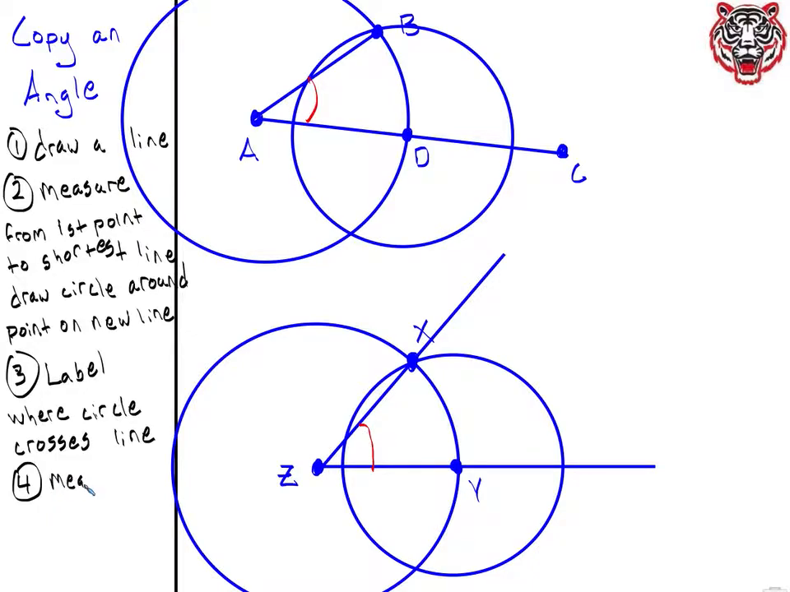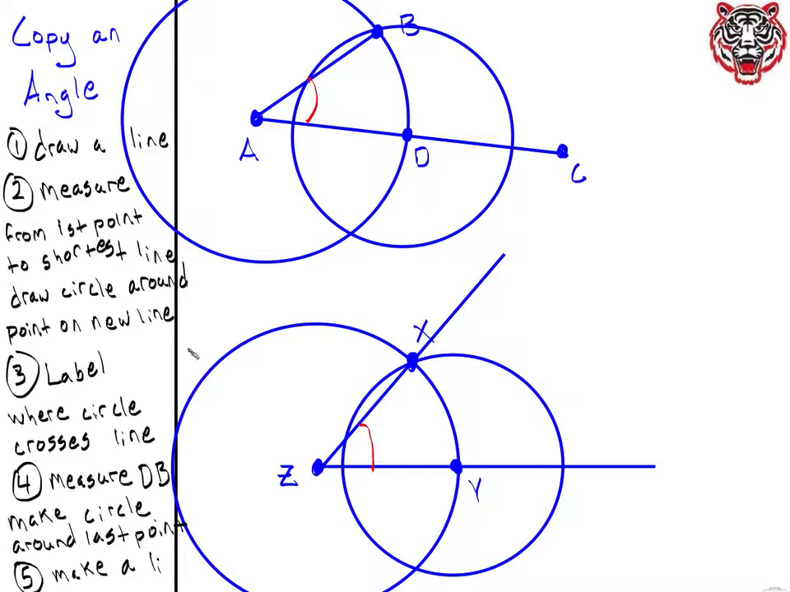So, measure, and I've been pretty general so far. I'm just going to say measure the distance between DB, and make circle around last point. And step 5 is really simple. I can do it in one line. Make a line. That's where we made the line ZX. So those are pretty general rules. We might get those refined a little bit further, but those are the general rules for copying an angle.